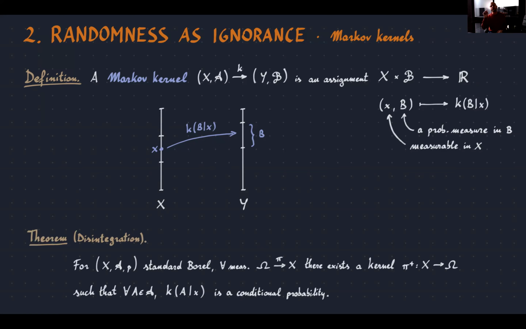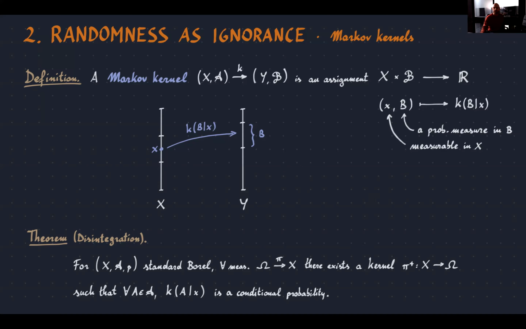And now, this integration theorem says not only do conditional expectations always exist, but if your space is nice enough, standard Borel, for example, real numbers, then for every measurable map, you can find a kernel from X back to omega whose entries are a conditional probability. So you can make the conditional probability a probability measure in the A variable, but only if your space is nice enough. And from now on, we will use spaces that are nice enough. Okay, is this clear? Are there any questions?